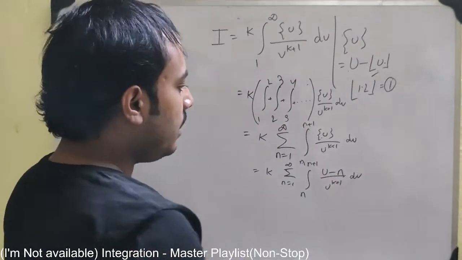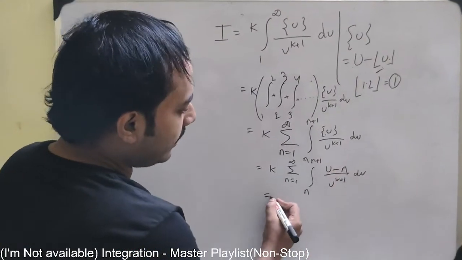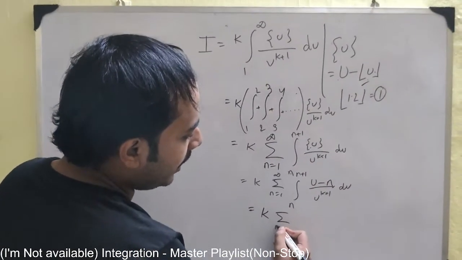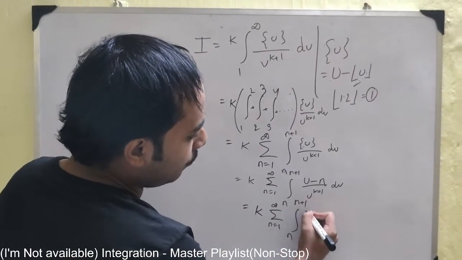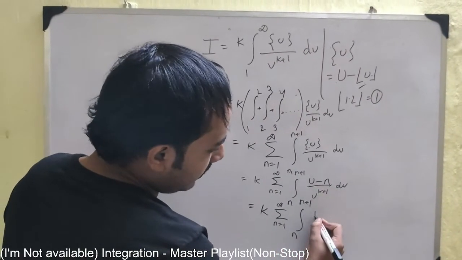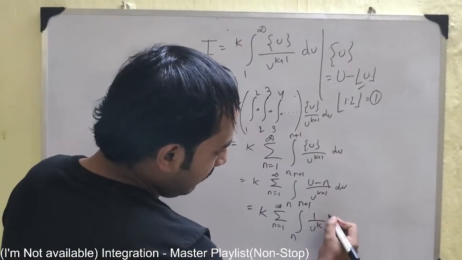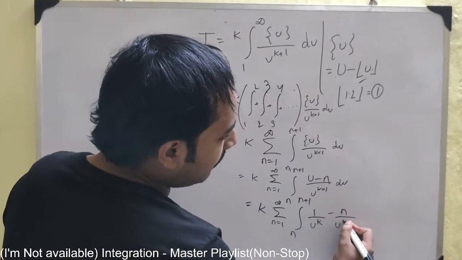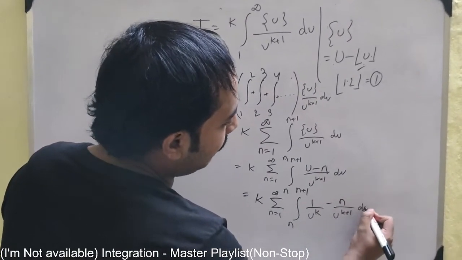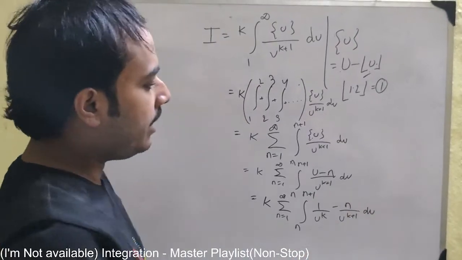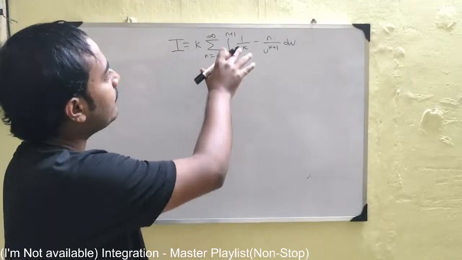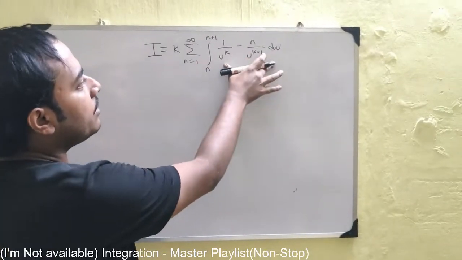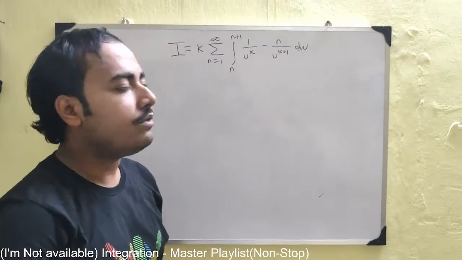Okay. Now we can integrate this like this. So k times the summation n equals 1 to infinity, integration from n to n plus 1, and break it down as 1 by u to the power k minus n by u to the power k plus 1 du. And we reach this point. And now after this we can evaluate it again. Okay, so now we have this integral, and if we can find this integral and then finally evaluate the summation, we will get our answer.